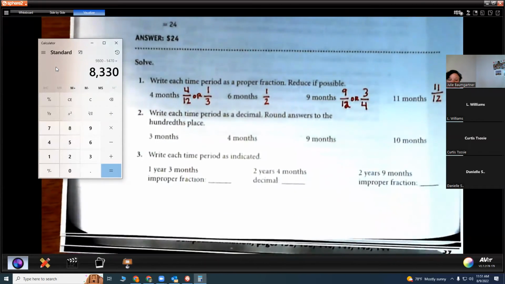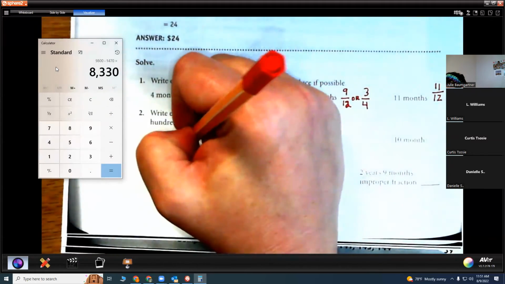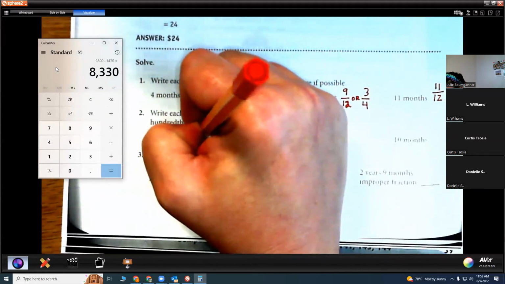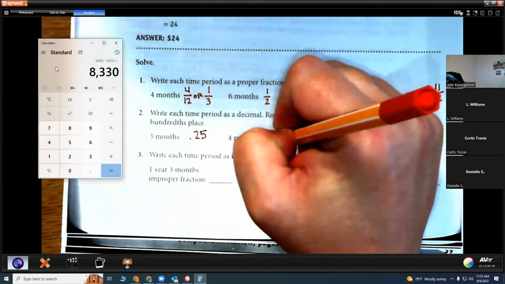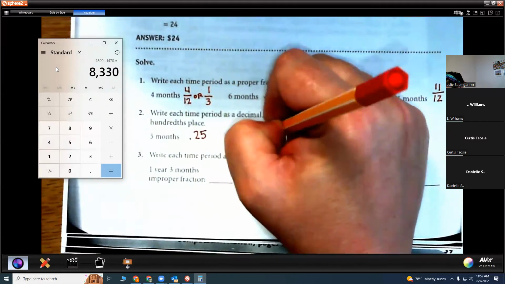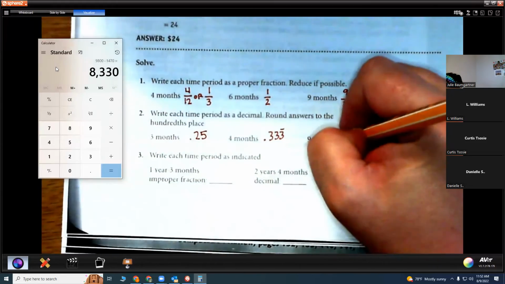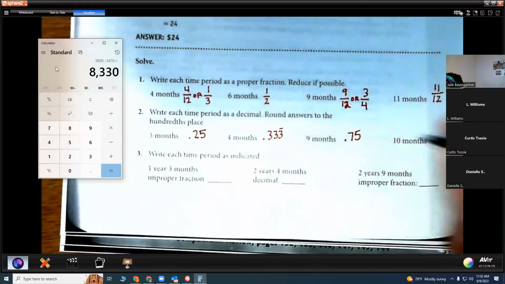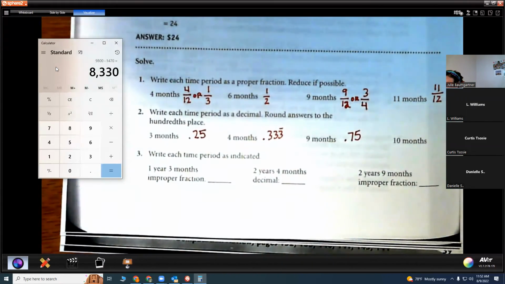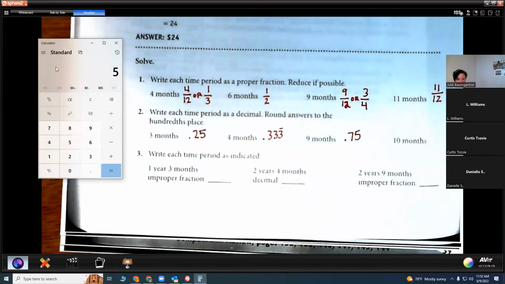So then 3 months is 0.25. 4 months is 0.33. 9 months. 10 months is what? 5/6.